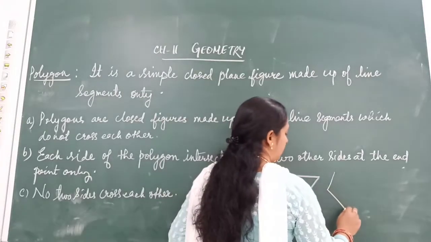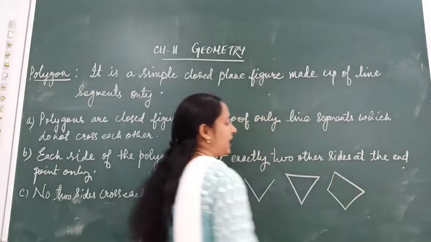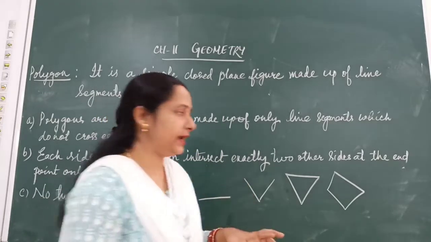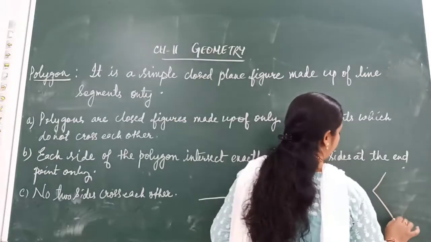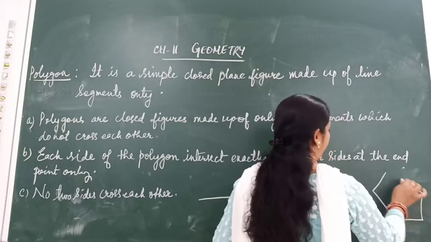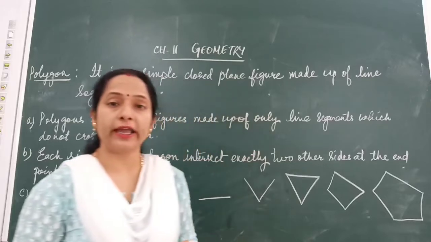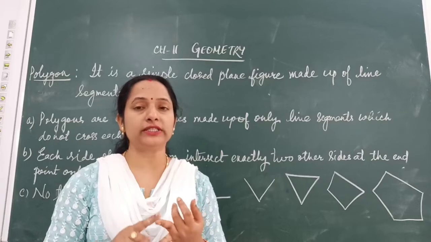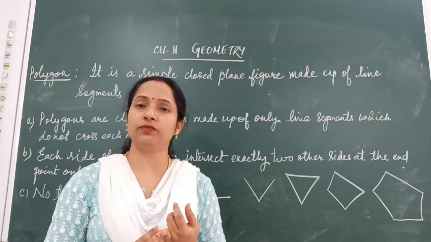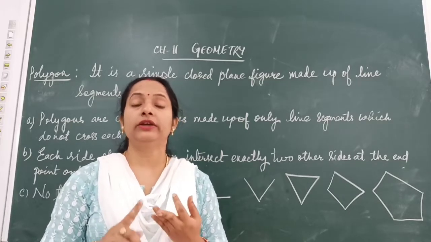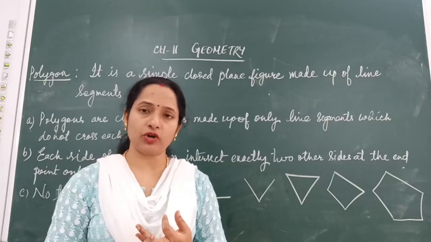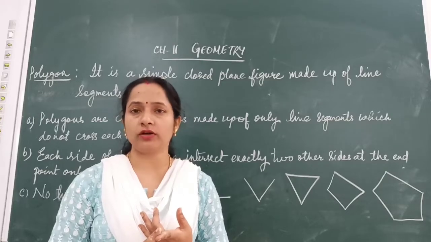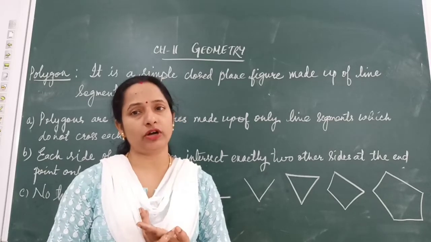Now, if you are drawing a polygon with 4 sides, then what is it called? It is called a quadrilateral. If you draw a polygon with 5 sides, then it will be called a pentagon. Then with 6 sides it will be called a hexagon. A polygon with 7 sides will be called a heptagon. A polygon with 8 sides will be called an octagon. A polygon with 9 sides will be called a nonagon. A polygon with 10 sides will be called a decagon.